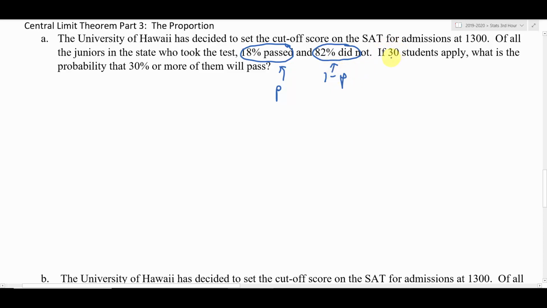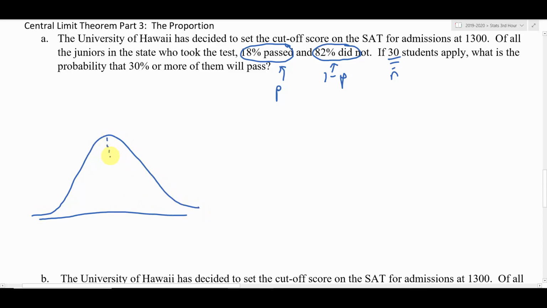Now keep reading here. It says if 30 students, so this is our sample size, this is N, apply to the University of Hawaii, we want to know the probability that 30% or more of them will have passed the SAT cutoff score. So remember, we have sample sizes of 30. If we imagine what our distribution is going to look like here, we're going to have a normal distribution because the sample size is sufficiently large according to the central limit theorem.